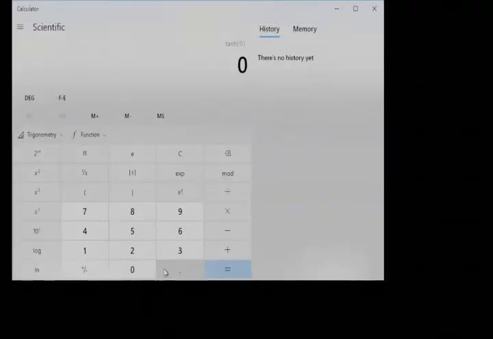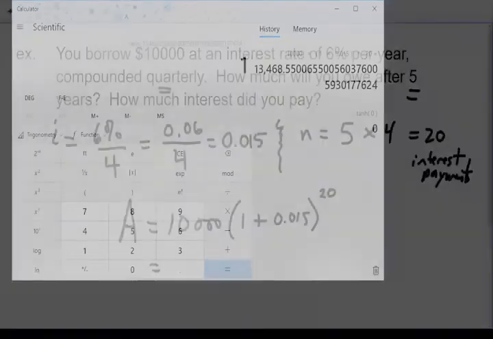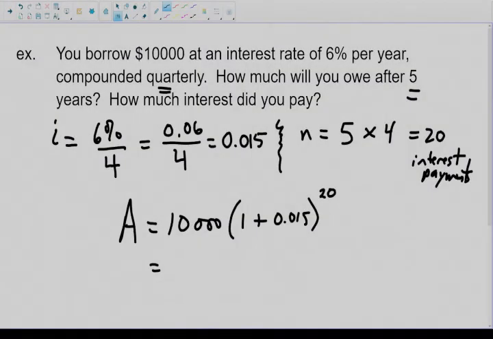So we've got 10,000 times bracket 1 plus 0.015, close the bracket, to the power of 20. And that's giving us $13,468.55. So switching back over to the smartboard, we get $13,468.55.